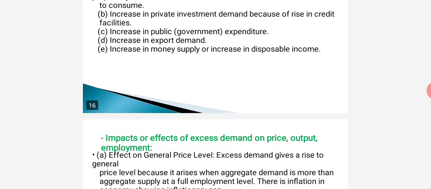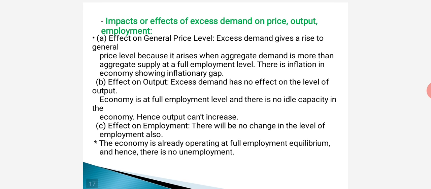Now, what will be the impact or effects of excess demand on price, output, and employment? First impact is on the general price level. Excess demand gives a rise to the general price level because it arises when aggregate demand is more than aggregate supply at the full employment level. There is inflation in the economy, showing an inflationary gap. Inflationary gap is nothing but inflation, rise in prices. Point B is the effect on output: excess demand has no effect on the level of output. The economy is at full employment level and there is no idle capacity in the economy, hence output cannot be increased.